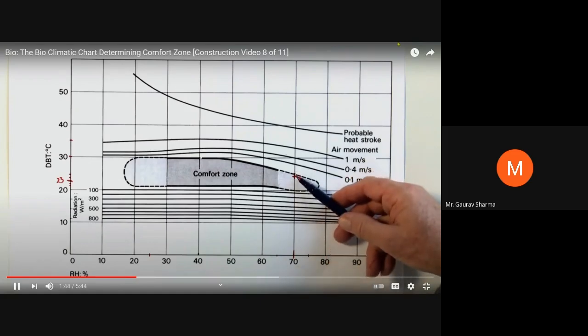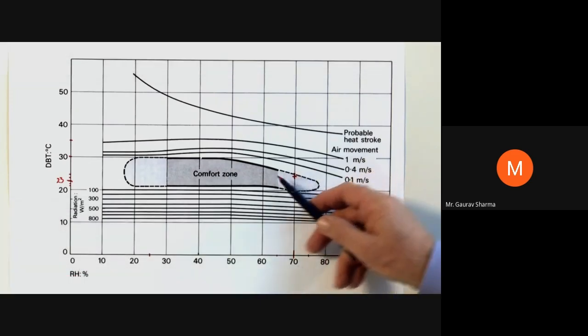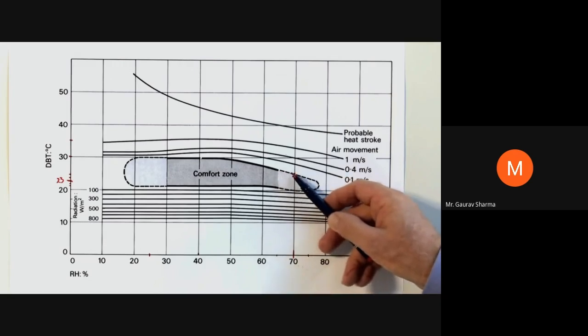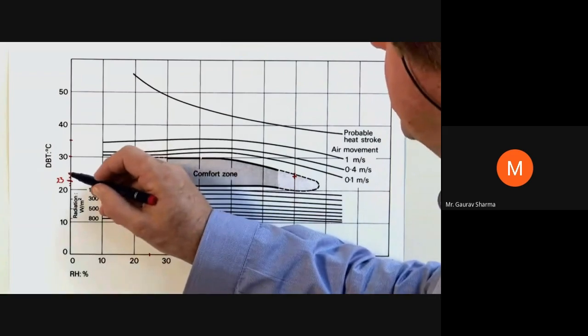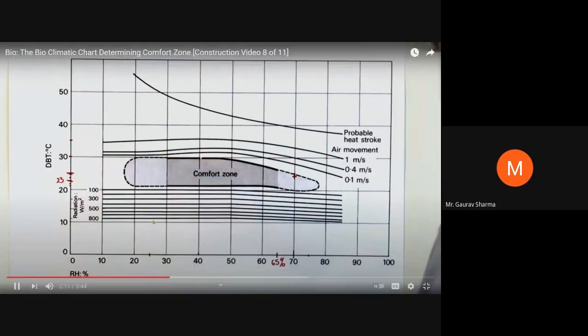And it's a little bit out of what we would accept. This dash, dash, dash line indicates that it's borderline. The next example that we looked at was 65% relative humidity, and we looked at 25 degrees dry bulb temperature. So the 25 plots here.